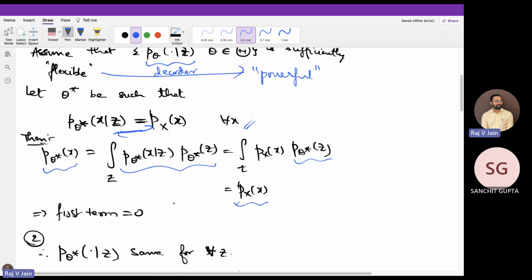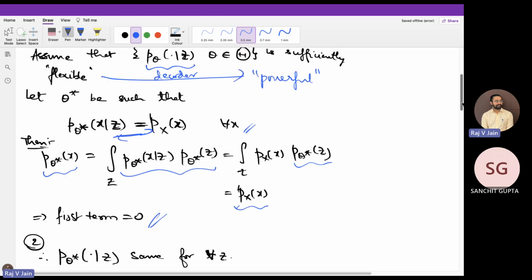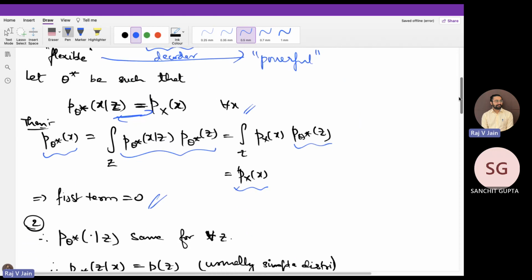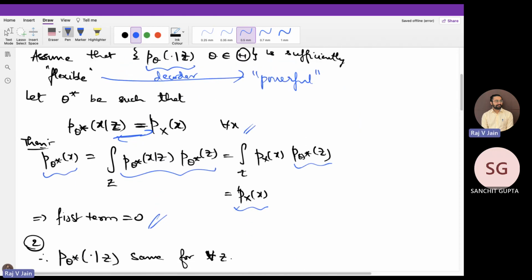Which means that the first term is 0, because the first term was px of x and p theta, right? So we are able to model the complete distribution very precisely. Next, we are seeing that this p theta star of dot given z is the same for all z, because this doesn't depend on z at all on the RHS. So whatever z I give, it will be able to reconstruct my actual x.